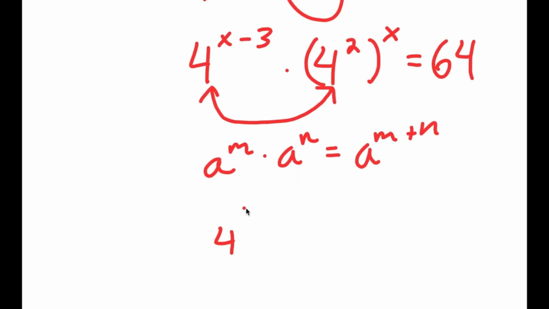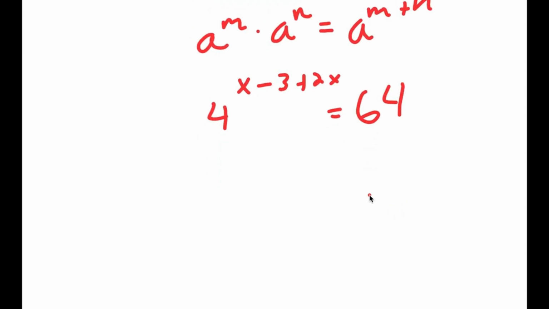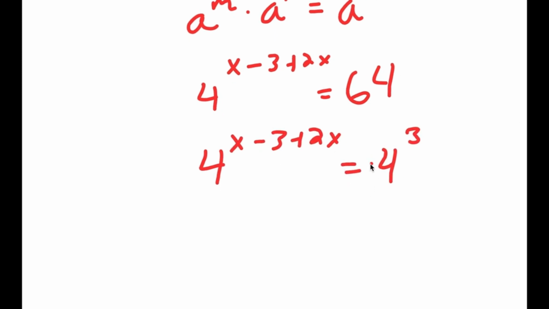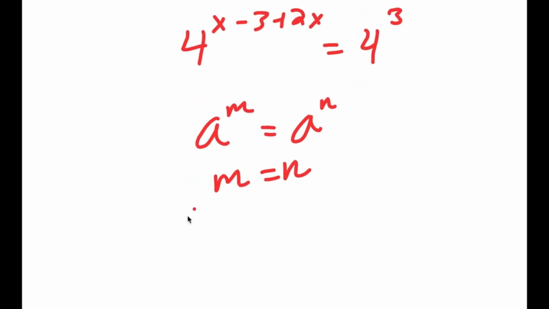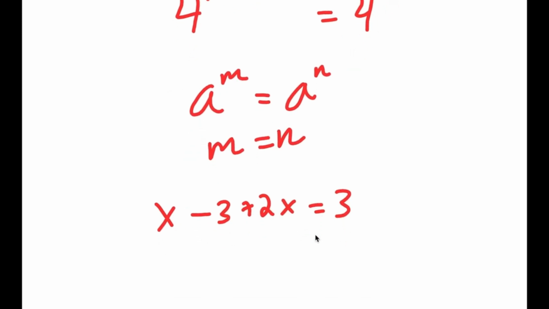So I have 4 to the power of x minus 3 plus 2x is equal to 64. And now 64, that's equal to 4 to the power of 3. So now I have 4 to the power of x minus 3 plus 2x is equal to 4 to the power of 3. And now, if I have something in the form a to the power of m is equal to a to the power of n, this means that m is equal to n. So in this case, x minus 3 plus 2x is equal to 3.